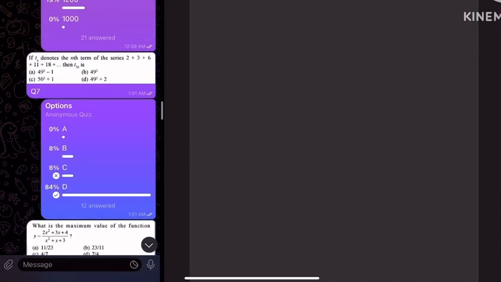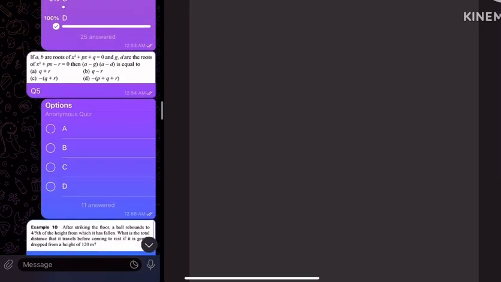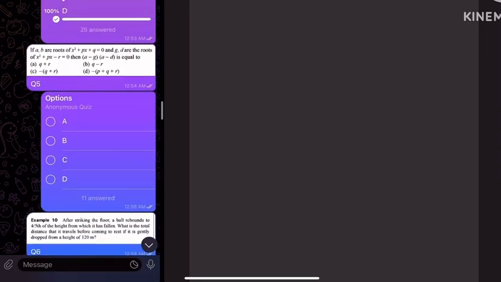Okay. Now 2 questions are left. We'll deal with them one by one. Okay. So the question is this. This is also left. If a and b are roots of x square plus this and this, okay, we have to find the value of this. So a minus g into a minus d.